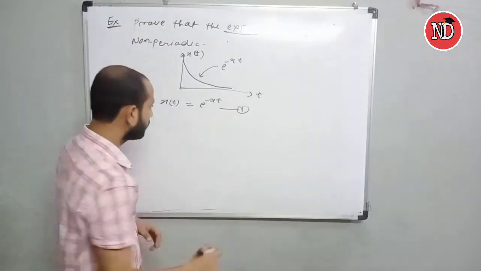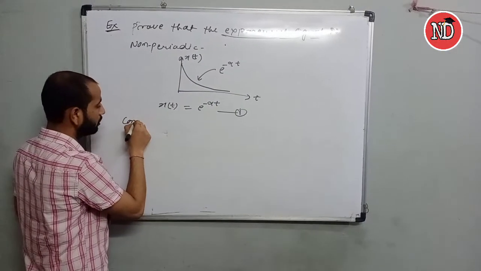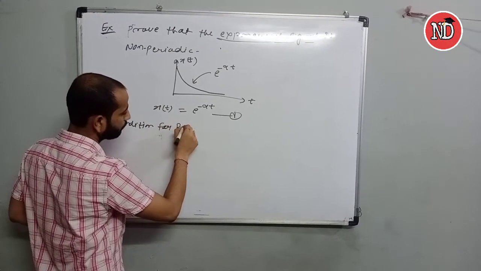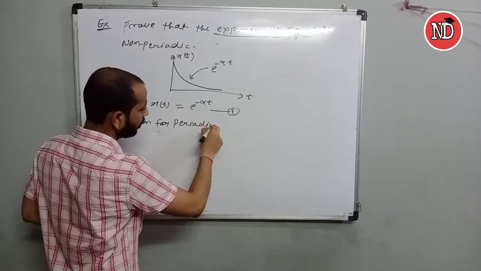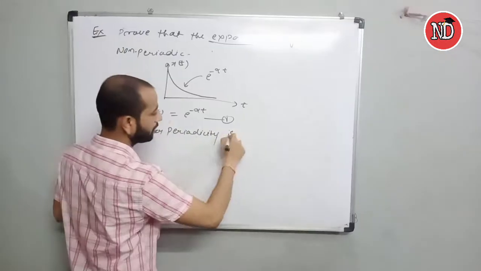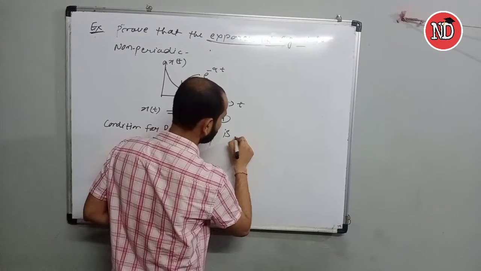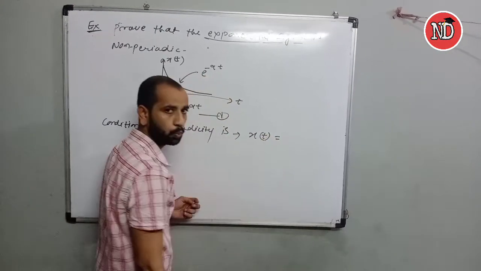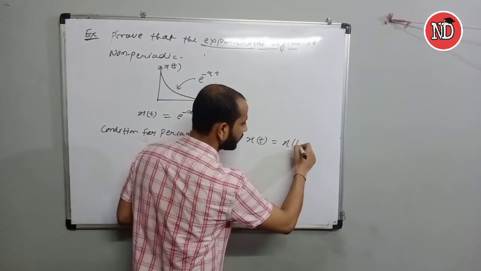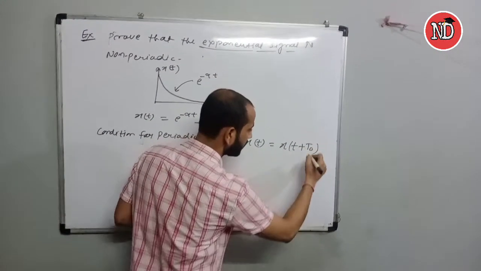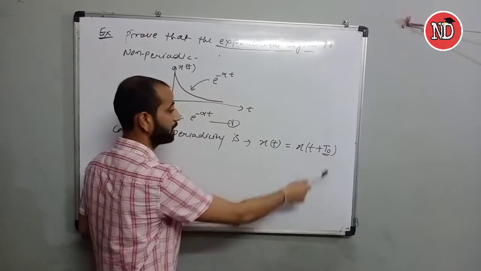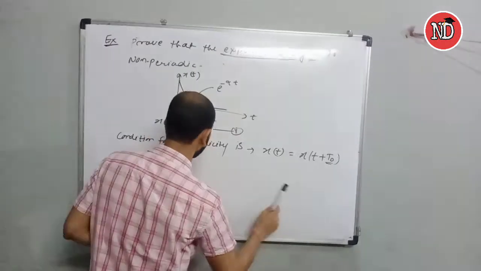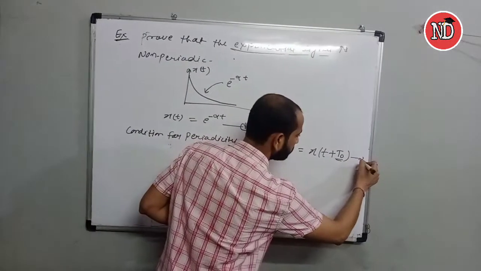Okay, we know that condition for periodicity is x of t is equals to x of t plus T0. What is T0? T0 is the time period from which the signal will repeat itself. Okay, this is equation number 2.